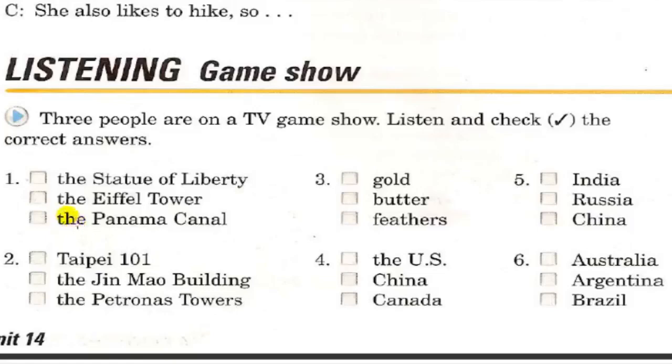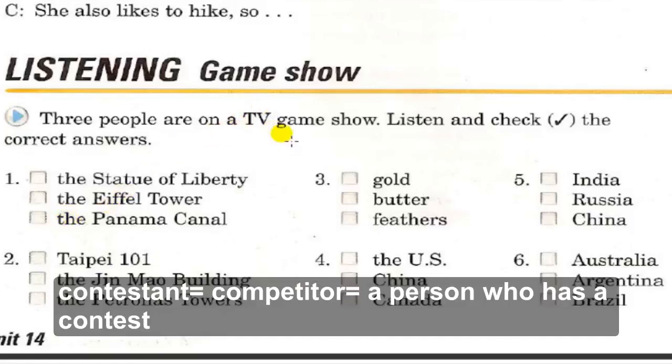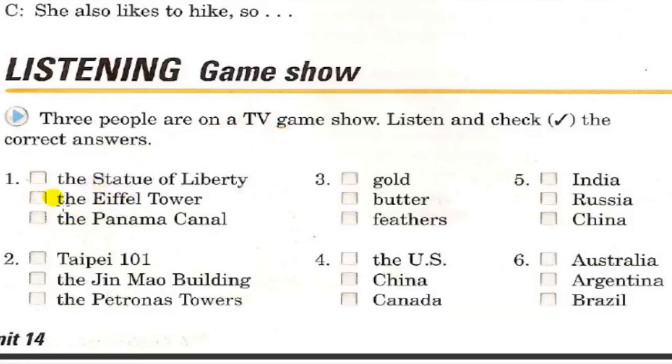Question number 1. First of all, who are the contestants? The contestants are Jack, Jonathan, and Susan. The first question. Which one is the oldest? The Statue of Liberty, the Eiffel Tower, or the Panama Canal? The Statue of Liberty is the oldest. The Statue of Liberty was built in 1886, the Eiffel Tower in 1889, and the Panama Canal was built in 1914. So the Statue of Liberty, 1886. Question number 2.